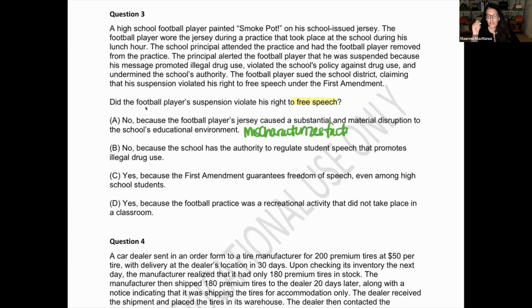B, no, because the school has the authority to regulate student speech that promotes illegal drug use. That's true, right? The school does have the authority to regulate student speech that promotes illegal drug use. This does do that because it says smoke pot. Granted, federally, we have to assume this is federal still, and federally it's still not legal to smoke pot, generally. So B looks good. C, yes, because the First Amendment guarantees freedom of speech, even among high school students. C overstates the law. It's not absolute. So the First Amendment doesn't guarantee all freedom of speech. And this is a type that can be regulated.